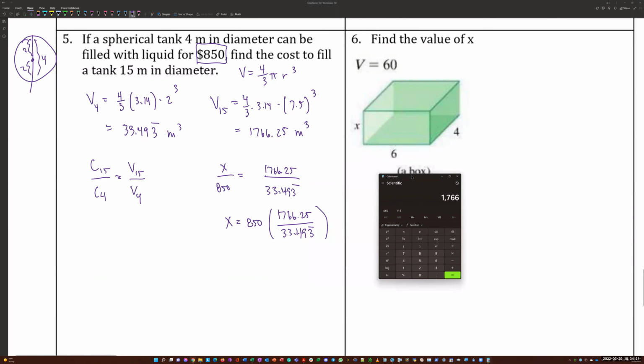So 1766.25 divided by 33.4933 whatever, times 850.